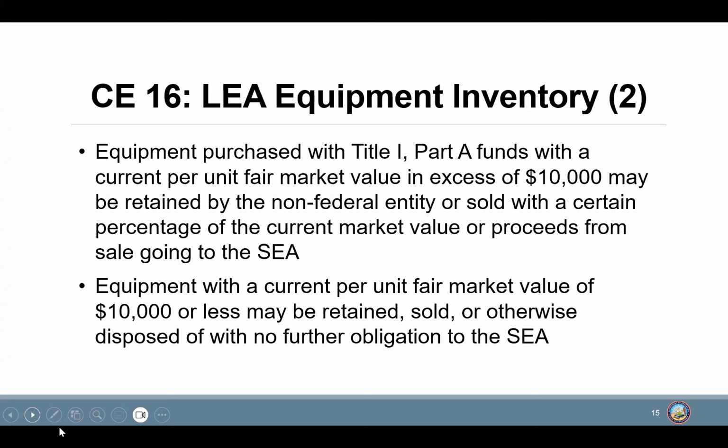This slide right here mentions that the LEA must complete a physical inventory of the property and the results must be reconciled at least once every 2 years. And for more information on purchases and disposal of equipment, you can visit the Title I Capital Expenditures webpage at https://www.cde.ca.gov/fg/aa/co/capitalexpenditure.asp.